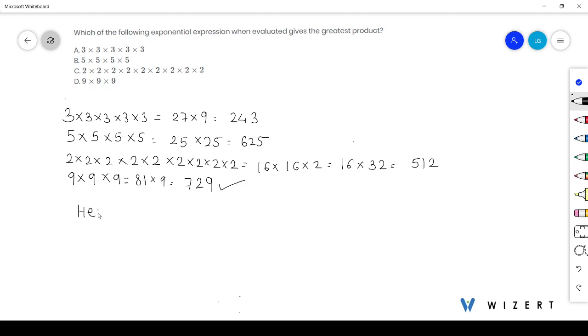Hence 9 into 9 into 9 gives the greatest product. That is, option D gives the greatest product. Hence our correct option is option D.